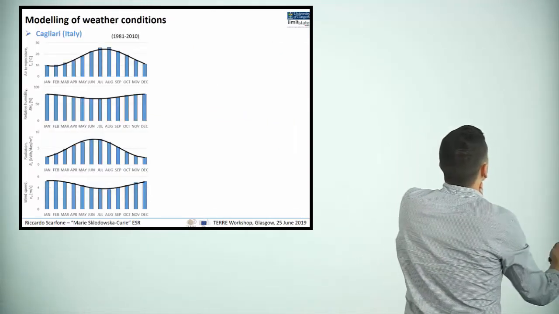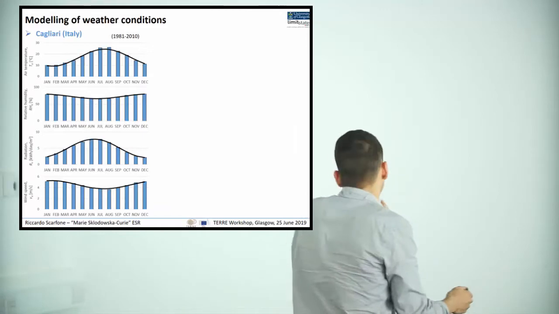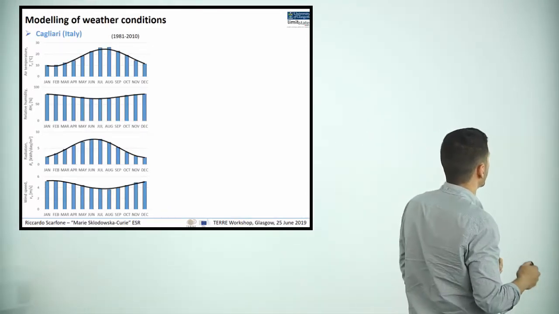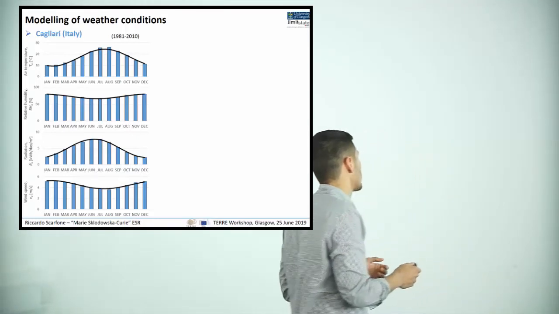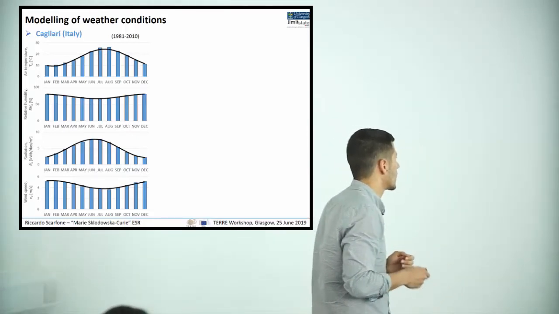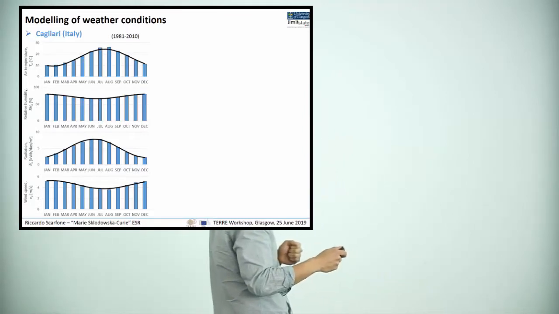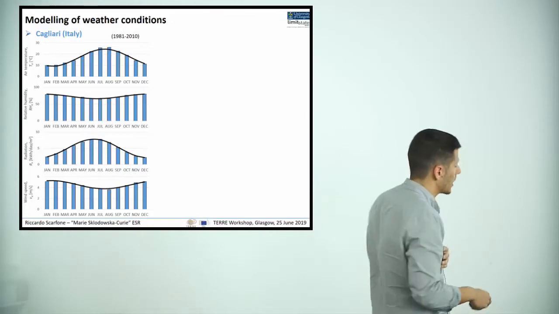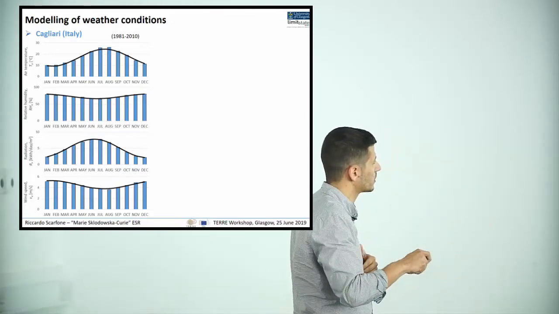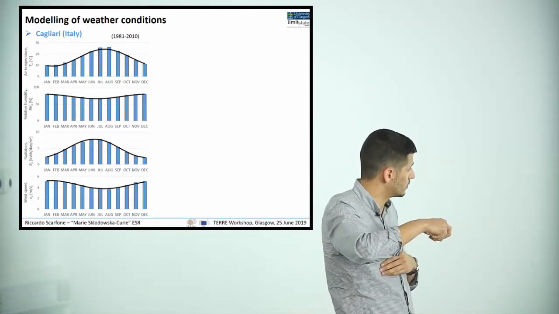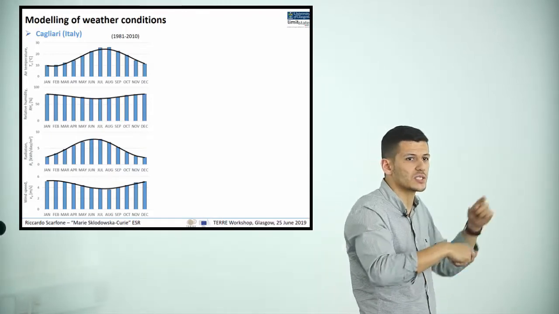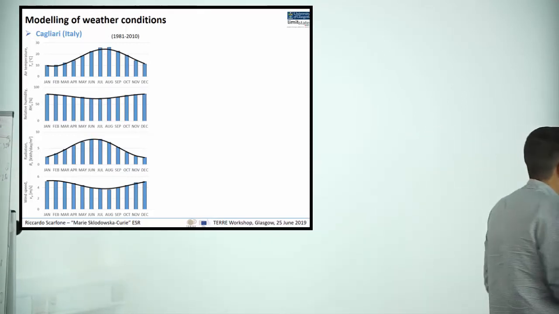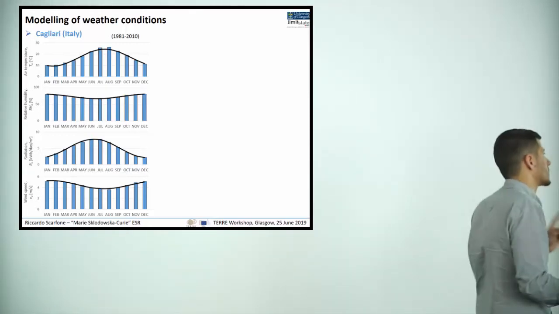Okay. So how do we model the weather conditions? We consider a specific site, Cagliari in Italy, where we had measured data of air temperature, relative humidity, radiation, and wind speed over these 30 years, 1981-2010. We elaborated the data and fitted it over the year, basically using a sinusoidal yearly distribution of these different parameters. What we do with rain is a little bit different.